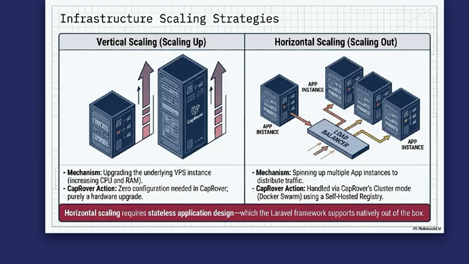The diagram shifts from one massive server to a cluster mode using Docker Swarm. Suddenly, there are multiple app instance servers sitting behind the NGINX load balancer. And NGINX utilizes algorithms like round robin, which passes requests sequentially, or least connections, passing the request to whichever server is currently least busy to distribute the traffic across the swarm.